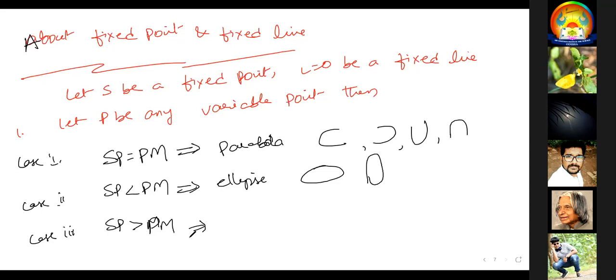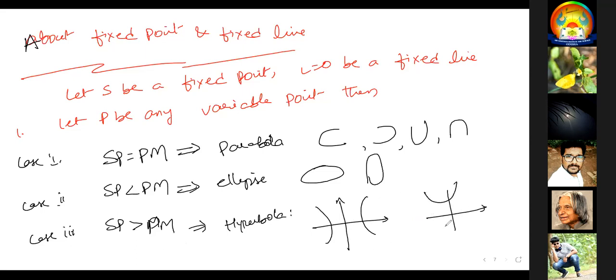The third one is called a hyperbola, and it will be like this, or it will be like this. These are the things I discussed.